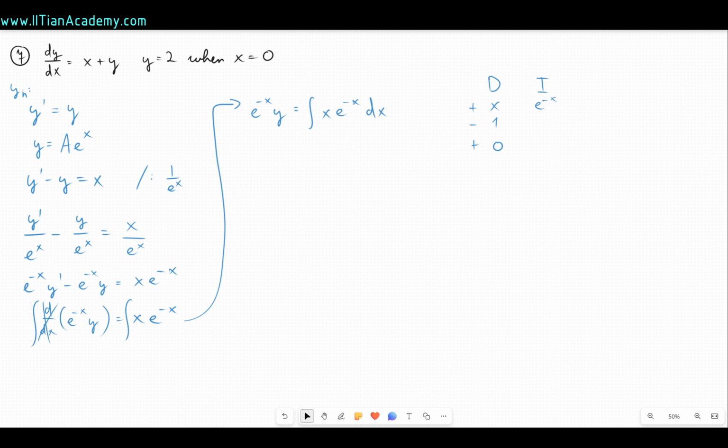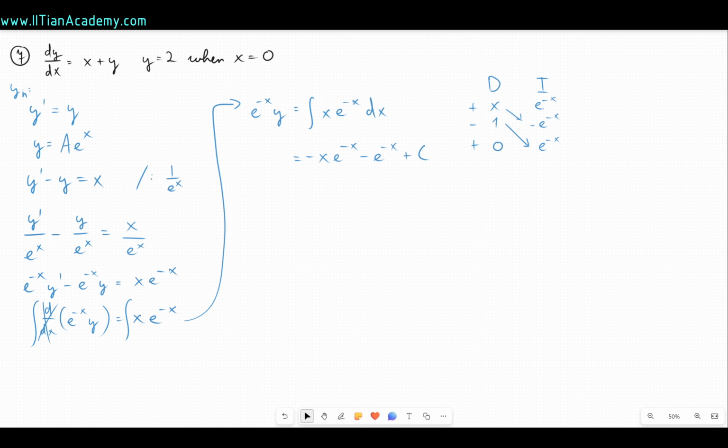And then the integral of e to the minus x is minus e to the minus x, and the integral of that again is going to be e to the minus x. And what I need to do now is cross multiply like this, and that will give me the integral. So this will simply be minus x times e to the minus x minus e to the minus x plus constant c.